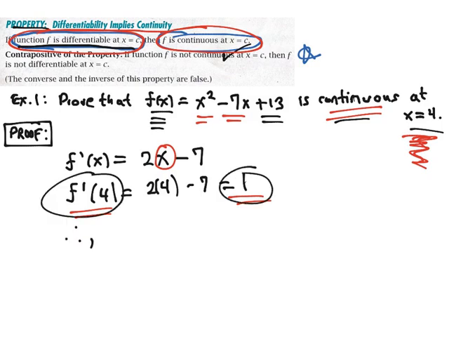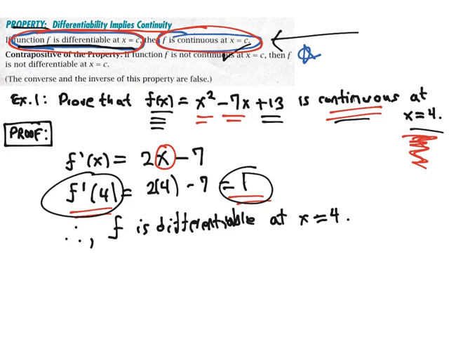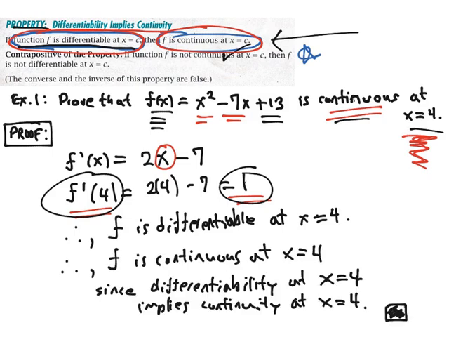So because f prime of 4 is equal to 1, the function is differentiable at x is equal to 4. And by this property, therefore, the function is also continuous at x is equal to 4.